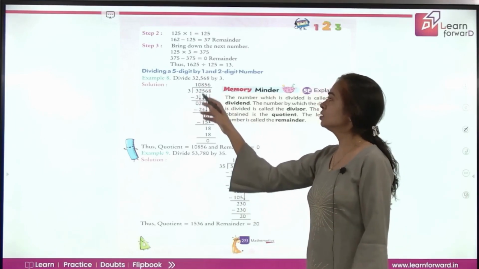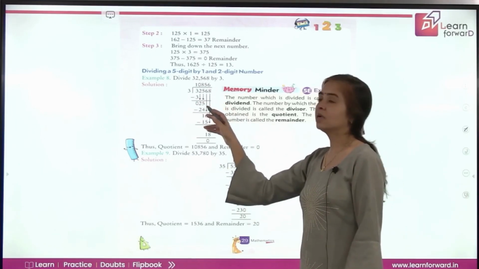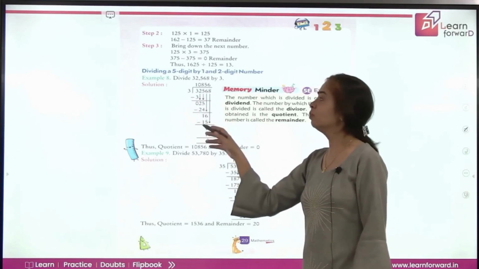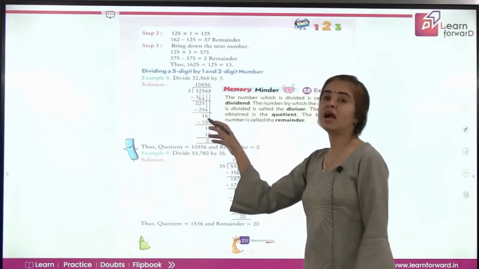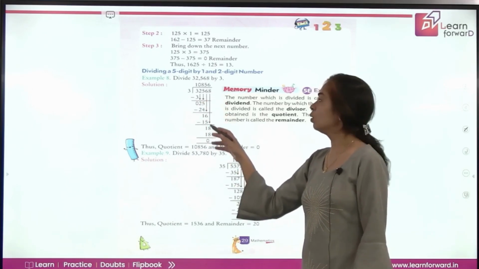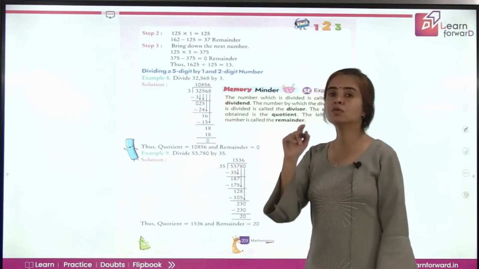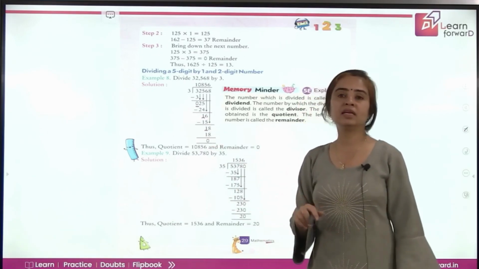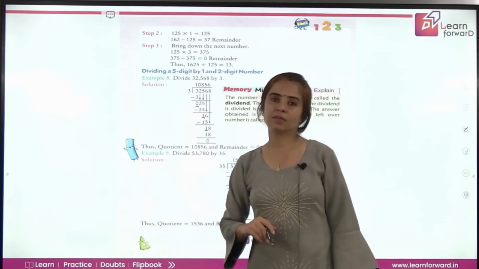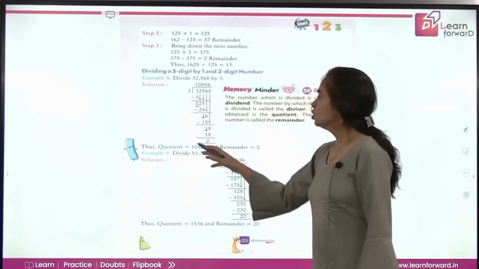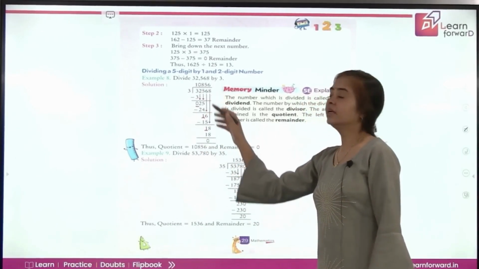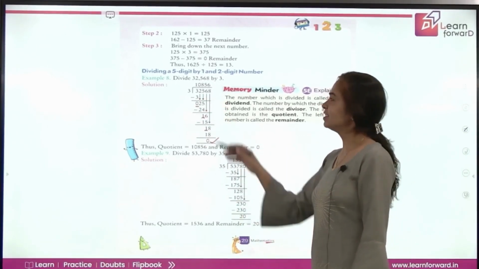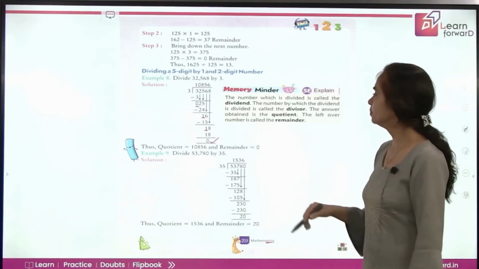So 3 zeros are 0, you bring down 5, it becomes 25. 3 eights are 24. After subtraction, you get 1, you bring down 6. 3 fives are 15. Again, you subtract, you get 1 and bring down 8. 3 sixes are 18. Now, what you see, children, is that at every step when you are subtracting, the number you are getting here is always less than your divisor, remember. So, your quotient here is 10,856 and your remainder is 0. The dividend is 32,568 and the divisor is 3.